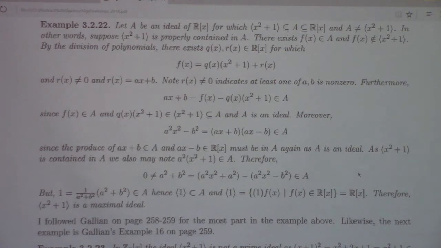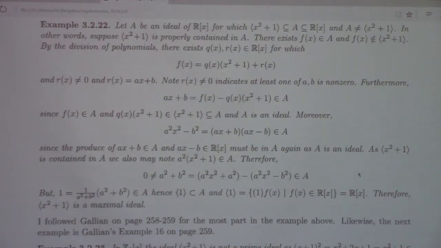Once you have that, you can easily prove that A is the whole kit and caboodle, because notice that 1 is equal to 1 over a squared plus b squared times a squared plus b squared. This is an element of A because that's an element of A. And so 1 is inside A, but you notice that the principal ideal generated by 1 is 1 times f of x such that f of x is in R of x. What is that? That's just everything. If you have a ring with unity, and you have 1 in the ideal you're looking at, that means that the ideal is the whole ring.